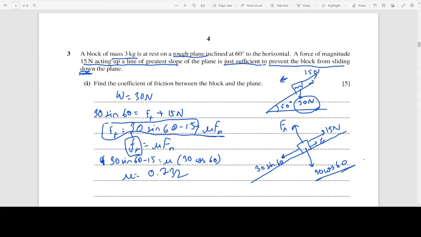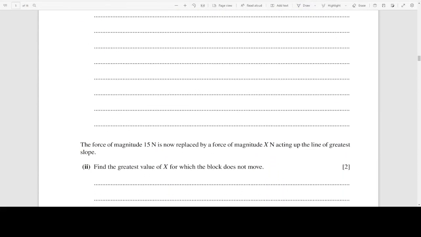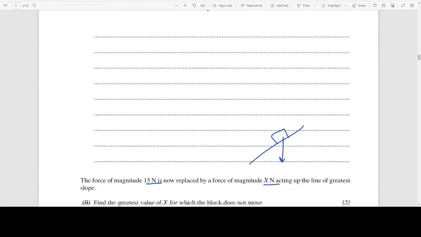So this is actually a simple question. The force of magnitude 15 Newton is now replaced by a force of magnitude x Newton acting up the line of greatest slope. So we have the same slope, but the 15 Newton force is replaced by a force of magnitude x Newton. So this is the block. The weight was 30 Newton, correct? Yeah, 30 Newton.